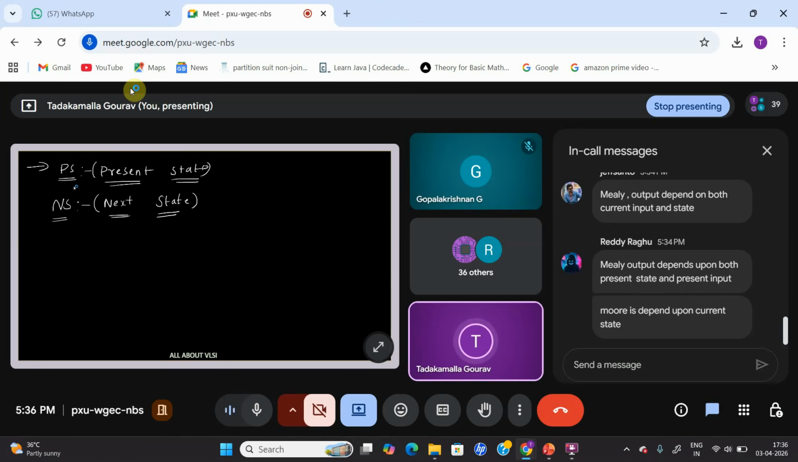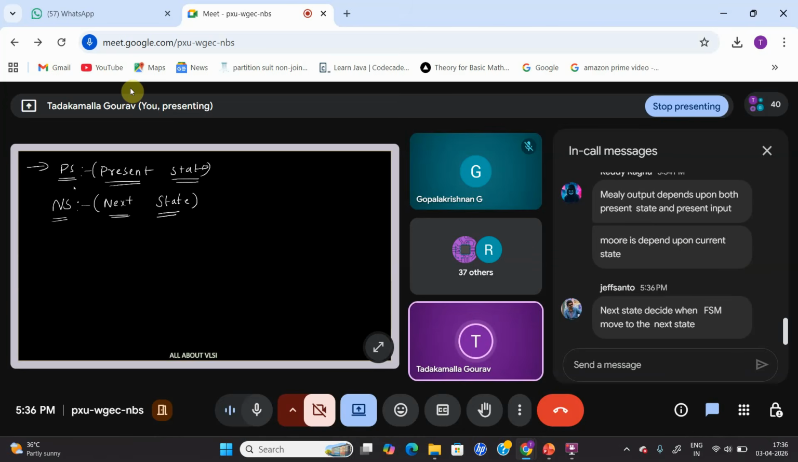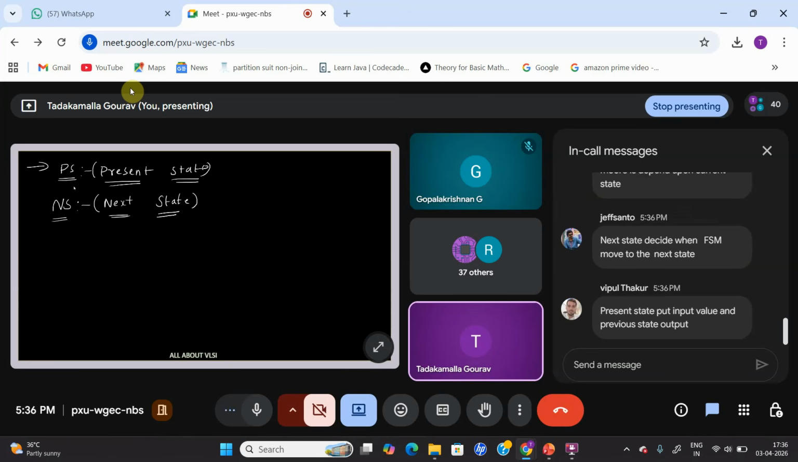Are they simple variables, PS and NS? Just some names? Okay, no answers? What do you understand by present state and what do you mean by next state? Next state decides when the FSM moves to the next state. Okay. Present state means initial state and next state means the state it goes to after the present state.